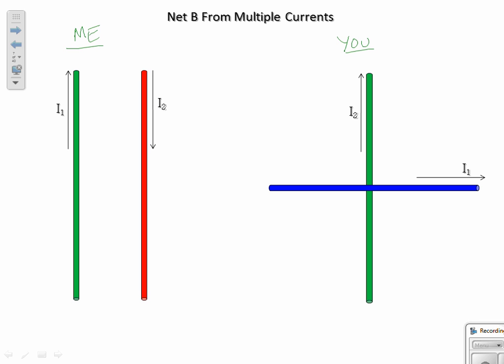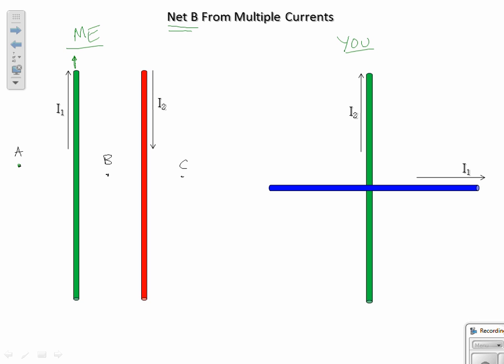I'm going to look at 3 different locations. I'm going to look at here, here, and here, what the direction of the field is, or what the direction of the net field is, because now we have multiple currents. All right, so for location A, what field does the green current make at location A?